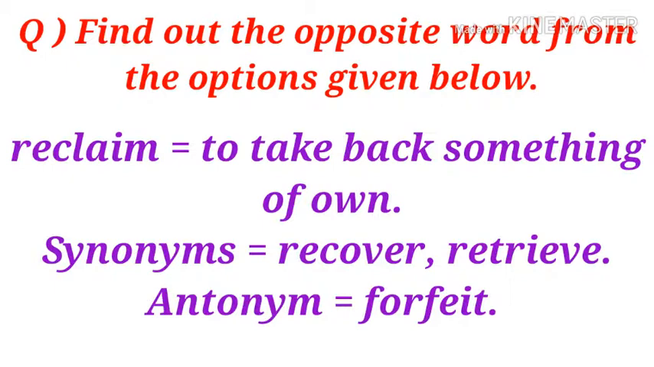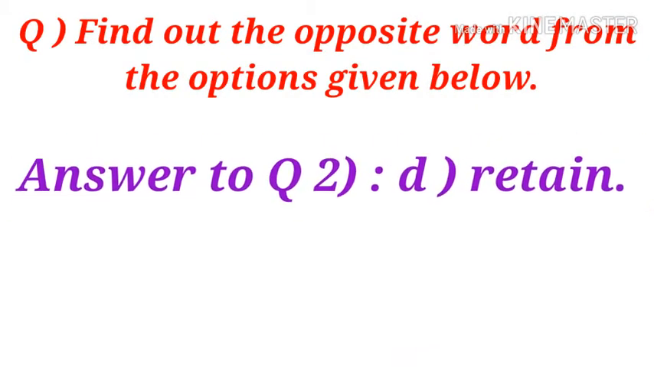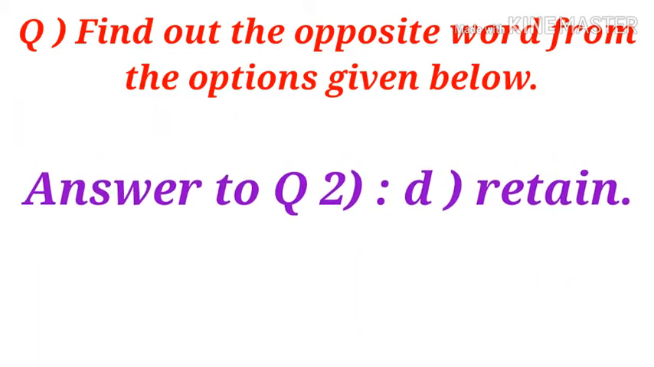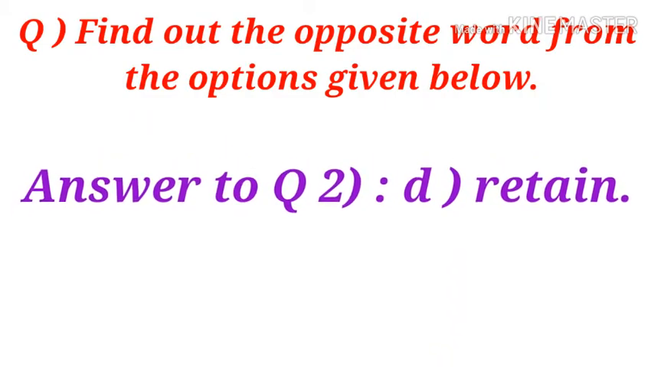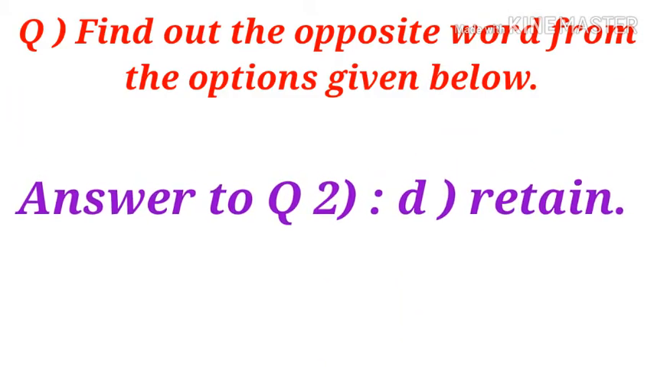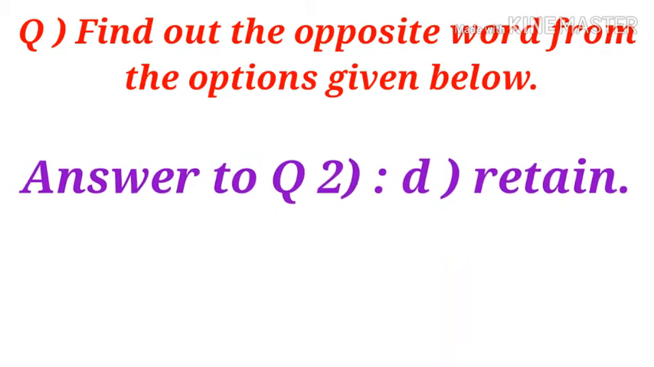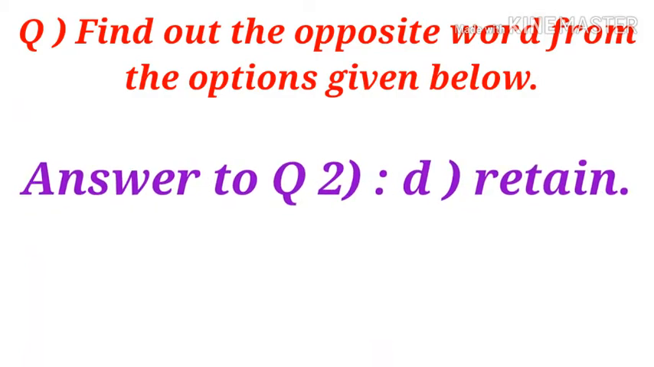And the last option is retain. The last option you have got here is retain. Let us see the meaning of the word retain. Retain is an antonym of the word relinquish. So here we can make it clear that option number D, retain, is the opposite of the word relinquish. Okay, so the answer to question number 2 is option D, retain. We have got the opposite word of the word relinquish.